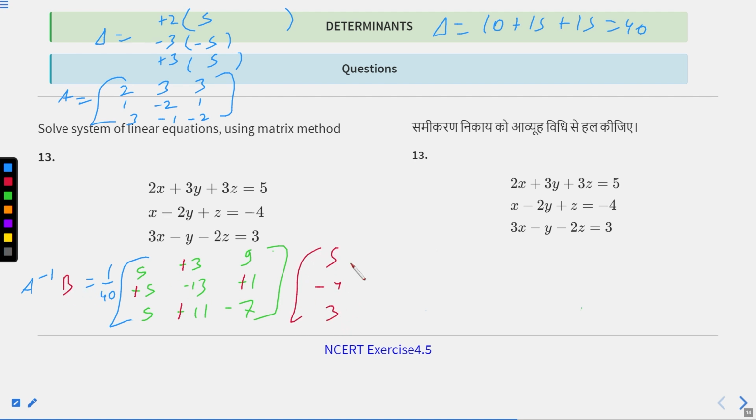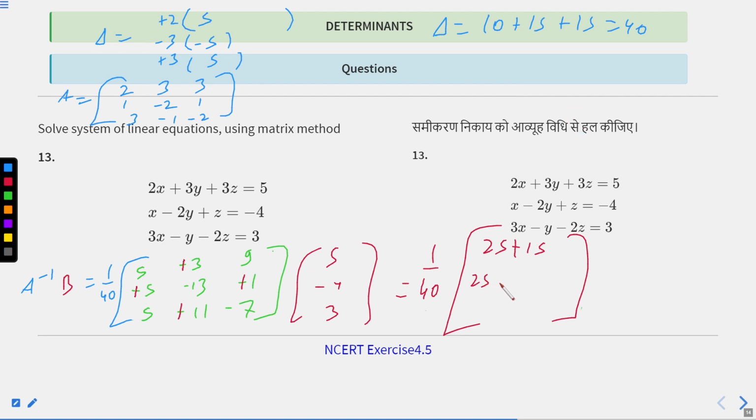5, minus 4, 3. You will have what? Okay, so 1 by 40 is already there. So you will have 25 minus of 12 and plus of 27. So this means what? If you try to see, minus 12 and 25 will give you 13, plus 27 will give you 15. So plus of 15. So far so good. Now multiply this.